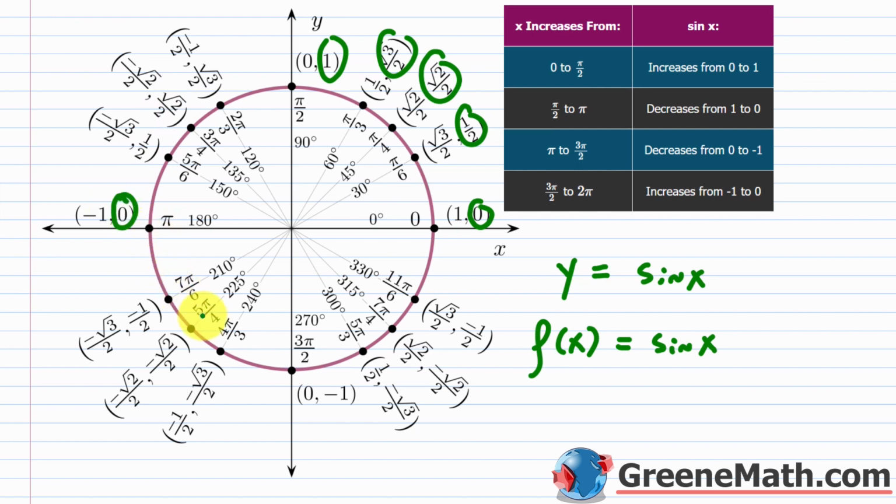Then as we get into quadrant 3 and quadrant 4, remember sine is going to be negative. So from pi down to 3 pi over 2, we're decreasing from 0 down to -1. You go to -1/2, negative square root of 2 over 2, and negative square root of 3 over 2. Finally, you get to -1. And lastly, from 3 pi over 2 up to 2 pi, one full rotation, we increase from -1 back to 0: negative square root of 3 over 2, negative square root of 2 over 2, and finally -1/2.